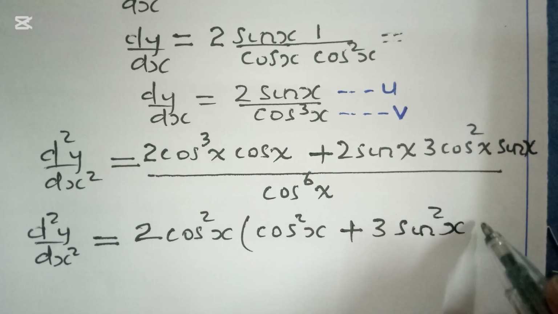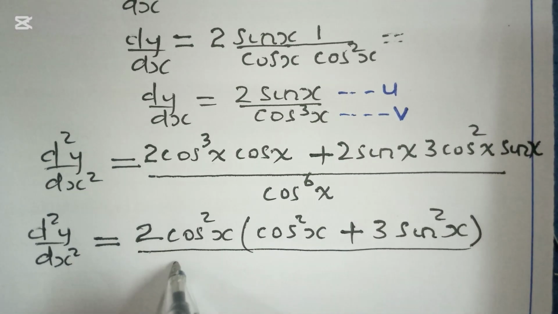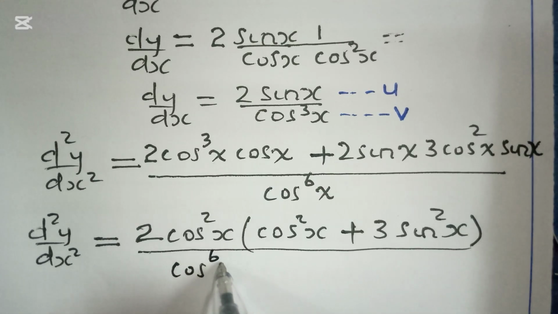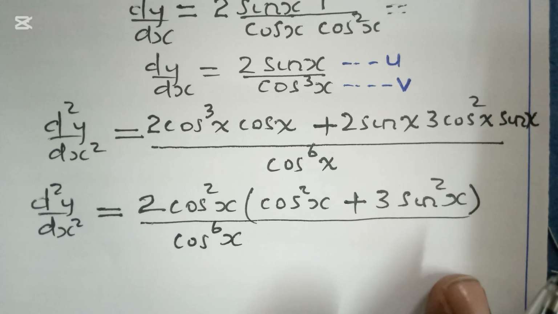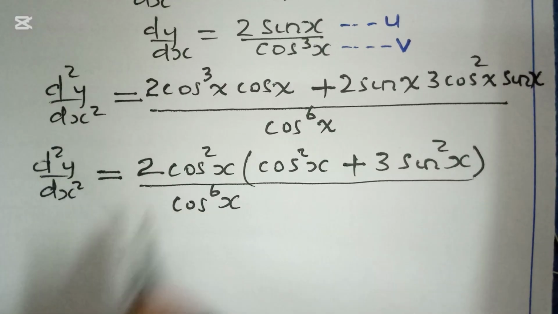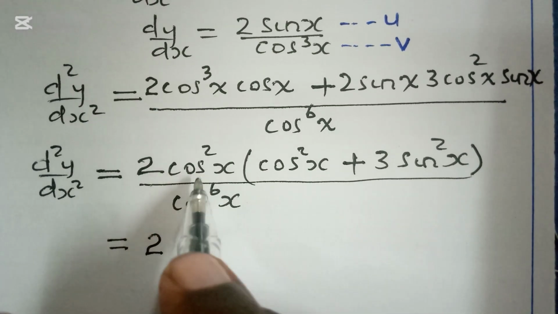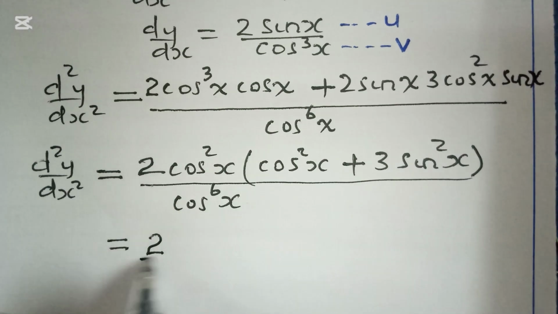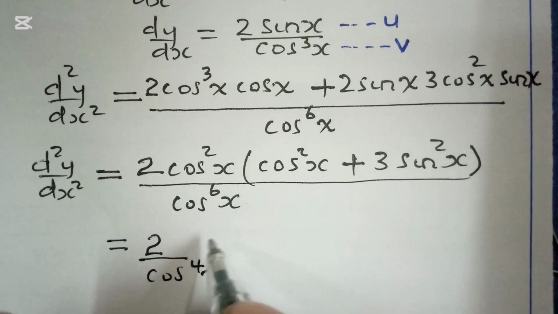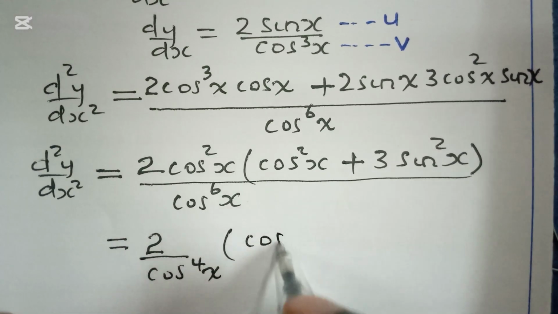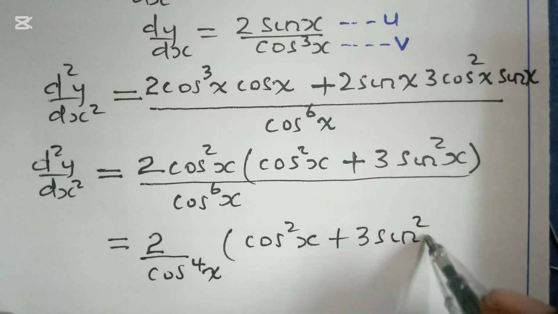squared x, like that. And then down here, guys, we have cos to the power 6 x. And so therefore, this will give us now 2 cos, this is now going to cancel 2 cos's, we are left with the 4 cos's down here, cos raised to the power 4 x, like that. Then, guys, we have cos squared x there, plus 3 sine squared x, like that.